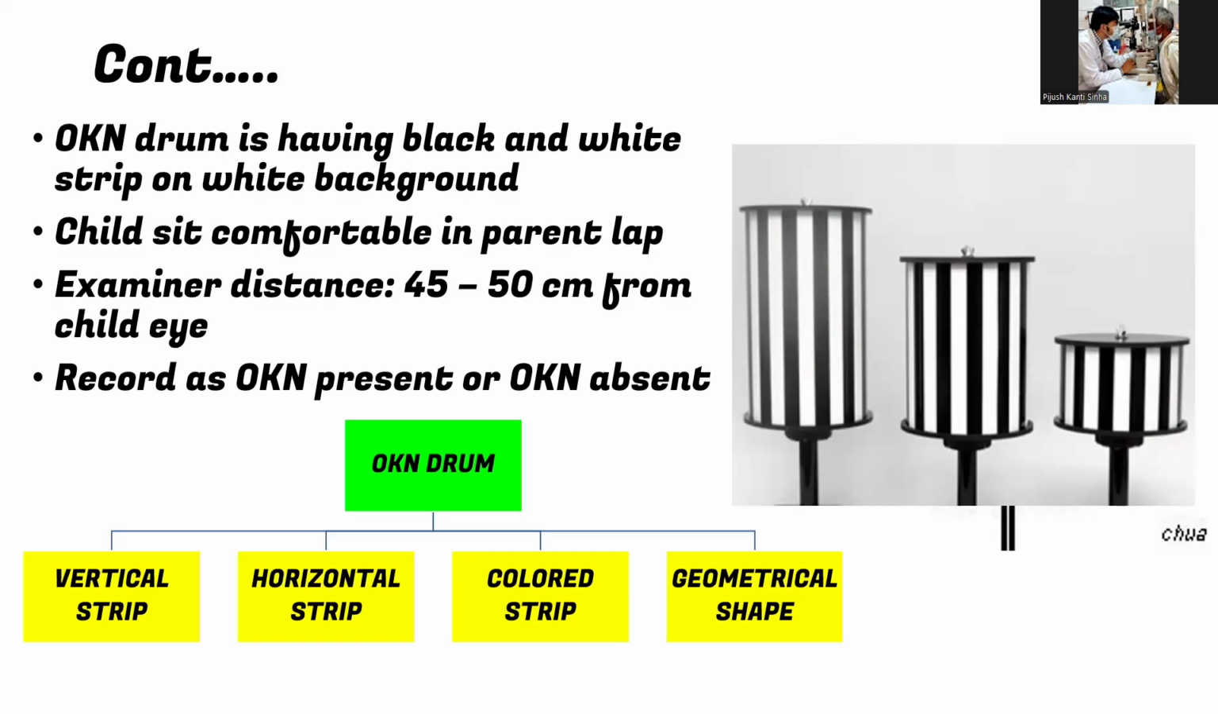So here is how this test is recorded. You note the presence of optokinetic nystagmus, or fixing, and then again coming back to the previous position and again following the stripe.